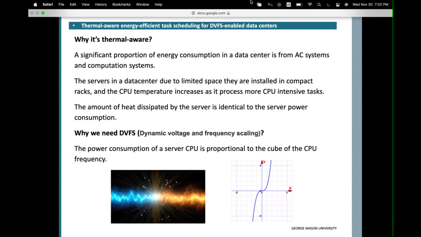So adjusting the frequency of the CPU is really crucial to make sure that we are always running the CPUs in a cool mode and they don't consume that much power. If you increase the frequency 2 times, you can do twice as much work, but you will consume 8 times more energy. Exactly. So that's the problem.